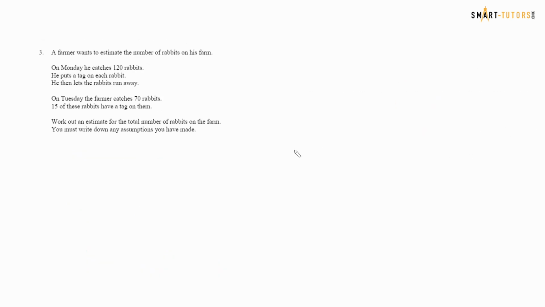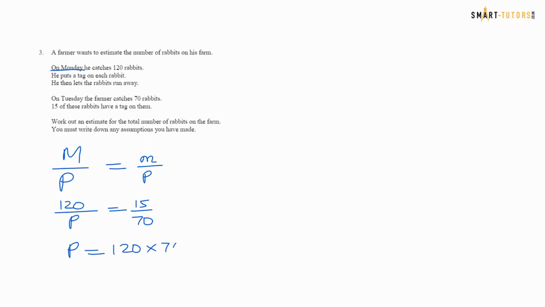Question number 3. A farmer wants to estimate the number of rabbits on his farm. On Monday, he catches 120 rabbits. He puts a tag on each rabbit. He then lets the rabbits run away. On Tuesday, the farmer catches 70, out of which 15 of them have a tag. So capital M over capital P equals small m over small p. So 120 over capital P equals 15 over 70, right? So P equals 120 times 70 over 15, right?